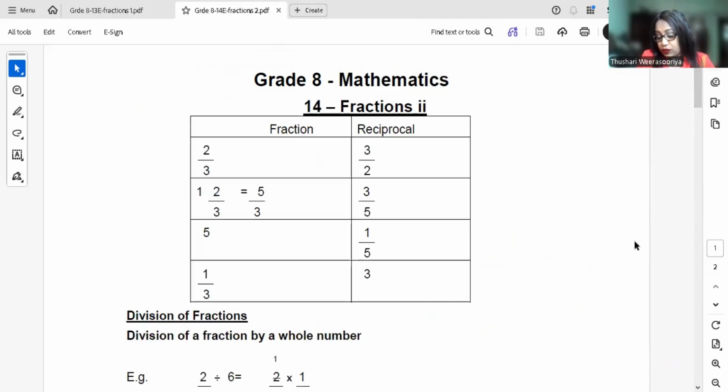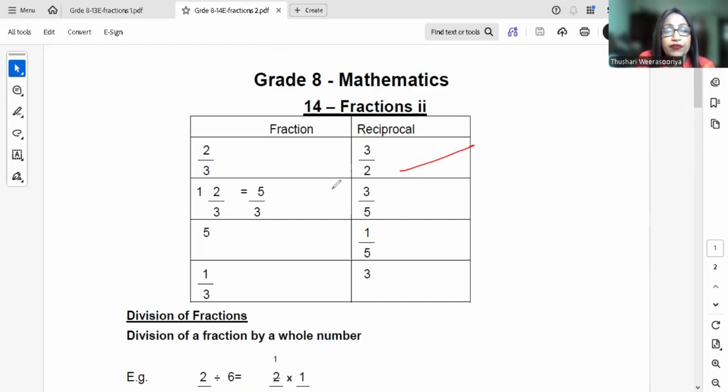Before we do the 14th chapter, you must know a new word called reciprocal. Reciprocal means when you make the fraction upside down, that's the reciprocal of this fraction. You need this reciprocal for division. That's why we are learning that. 2 over 3. Then when you make it upside down, 3 over 2. That's all. That's the reciprocal. Now 1 and 2 over 3. You have a mixed number. When you have a mixed number, you convert it into improper. 3 times 1, 3 plus 2, 5 over 3.